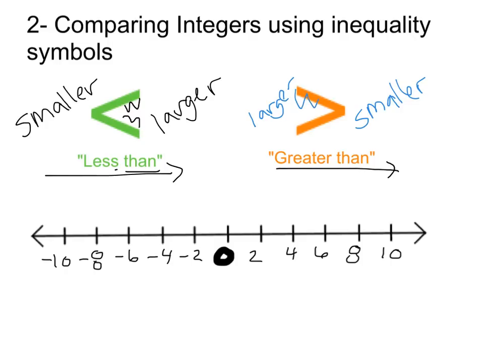Again, the alligator would be eating the larger number. So when we are comparing integers, we want to be able to use both of these, but we also want to be able to use the number line.